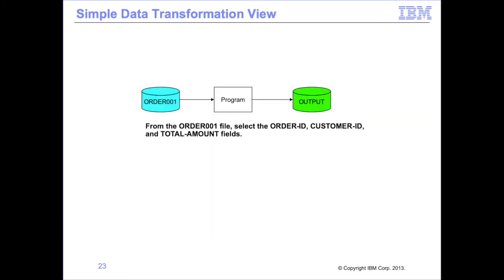Now let's take what you've learned and create your own view. The following example is a simple data transformation, reading data from the Order 001 file and writing out only the order ID, customer ID, and total amount fields.